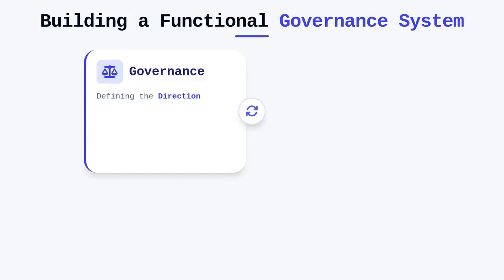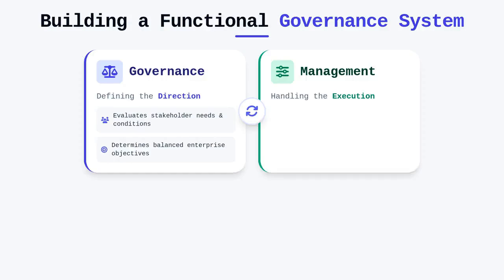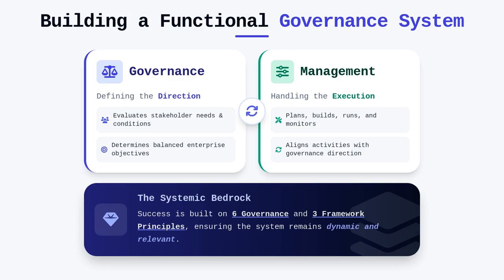Governance ensures that stakeholder needs, conditions, and options are evaluated to determine balanced, agreed-upon enterprise objectives. Management, conversely, plans, builds, runs, and monitors activities in alignment with the direction set by the governance body. When we examined the 6 governance system principles and 3 framework principles, we were establishing the criteria for what success looks like in a digital enterprise.